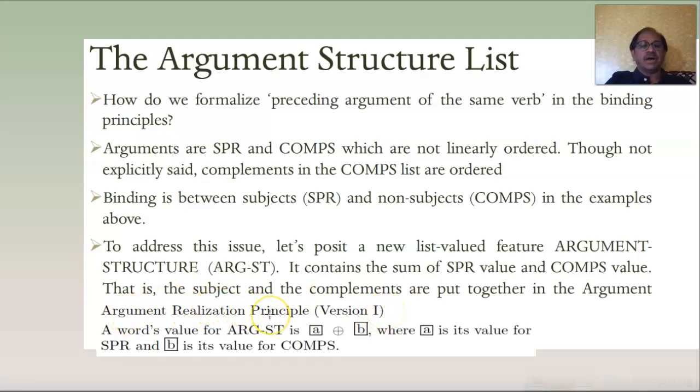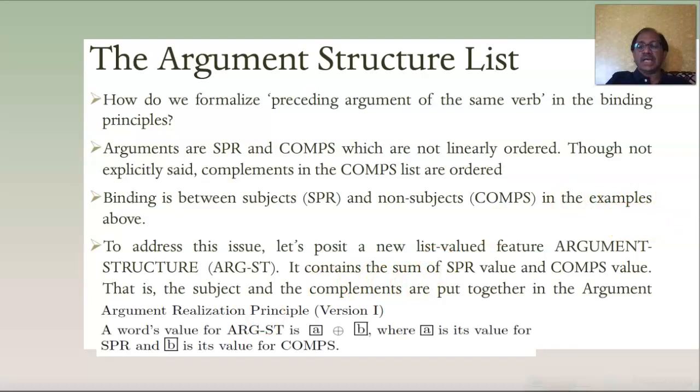What is the argument realization principle, or in short ARP? What does it say? It says a word's value for argument structure is A plus B. What is A? A is its value for specifier and B is its value for comps. We are putting them together. That's the sum, plus. So A plus B is the value of argument structure of a word.